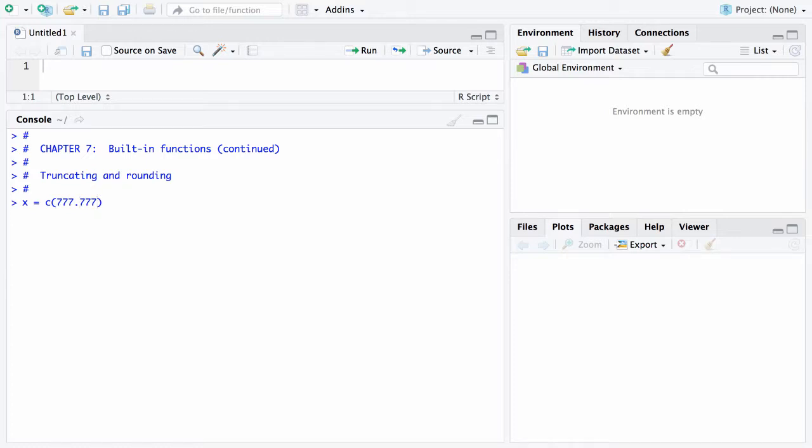Starting with truncating and rounding, I'm going to begin by setting a vector x. The first element of x will be 777.777, and the next element of the vector will be 8.8. So when you take a look at x, there it is.